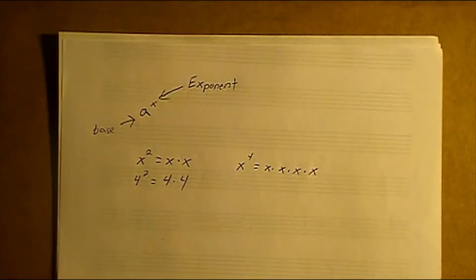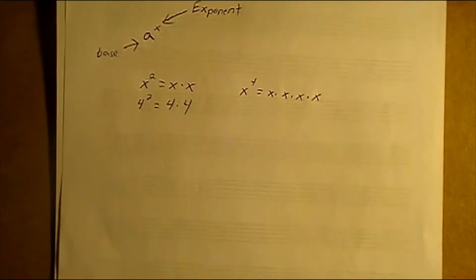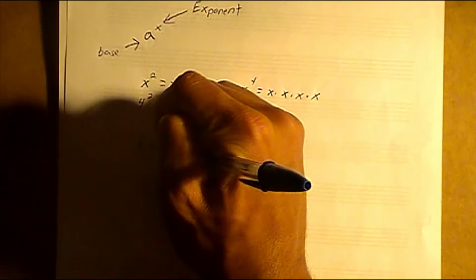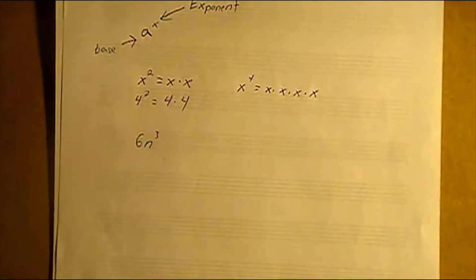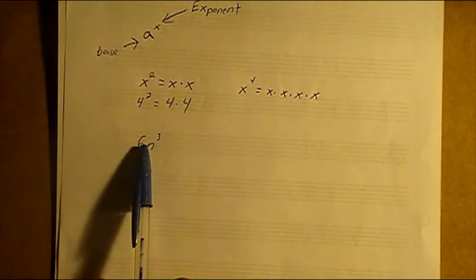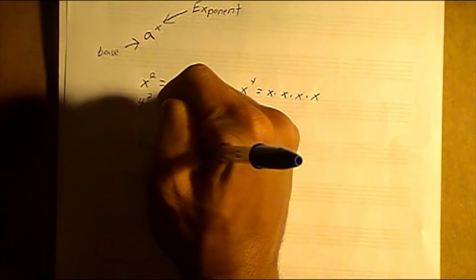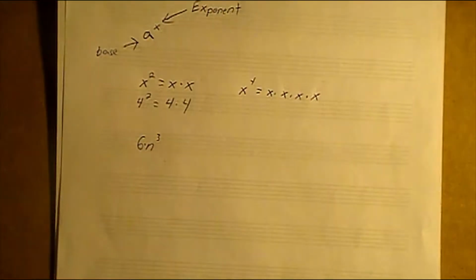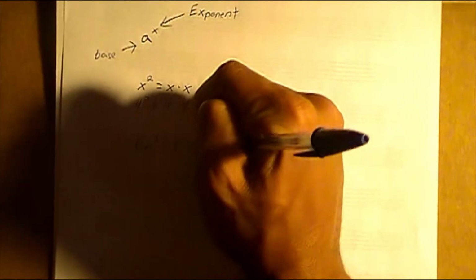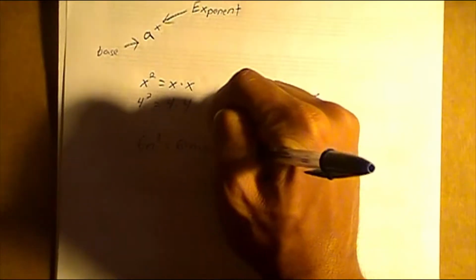Now, it may get even more complicated than this. With your expressions, you may have a number in front of it. Do not let this confuse you. This is simply 6 times n cubed. You could picture a little multiplication symbol right there. So this too can be rewritten as 6 times n times n times n.